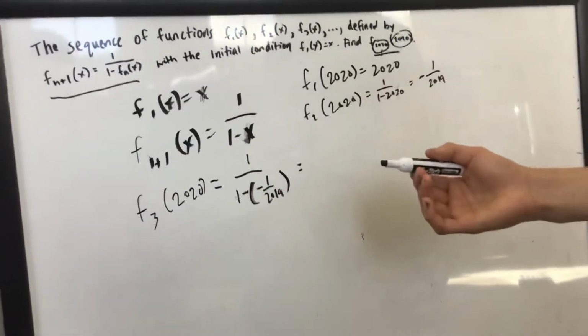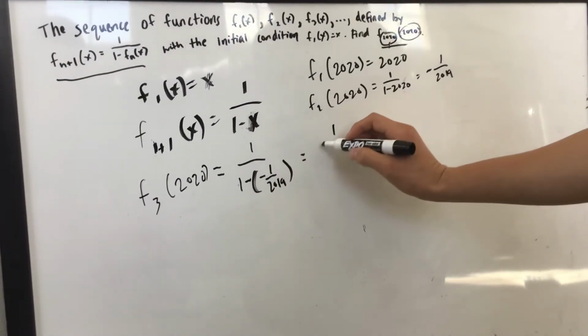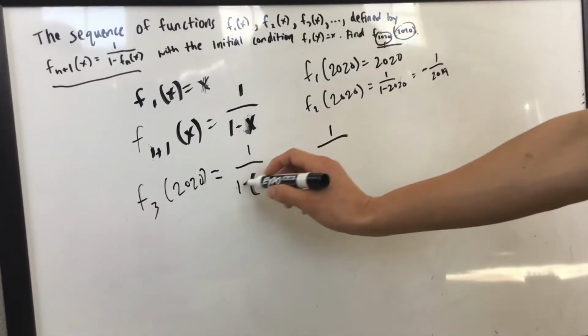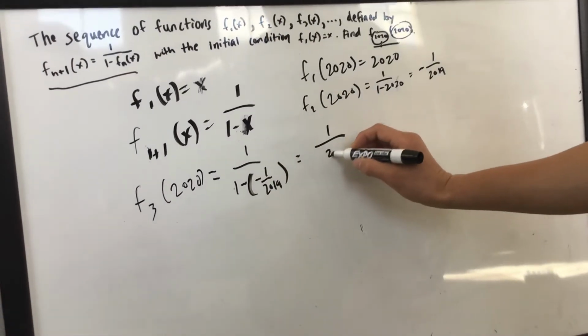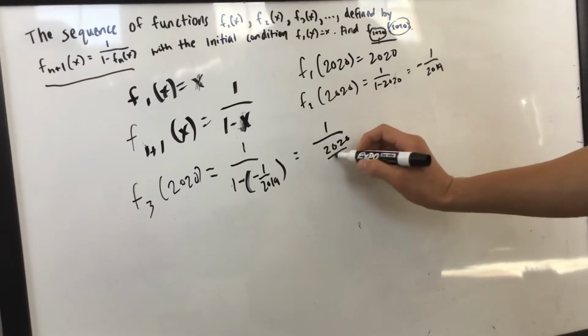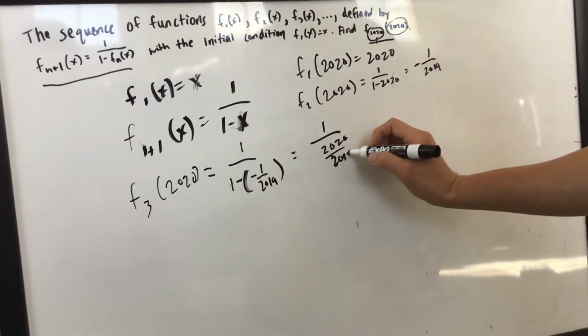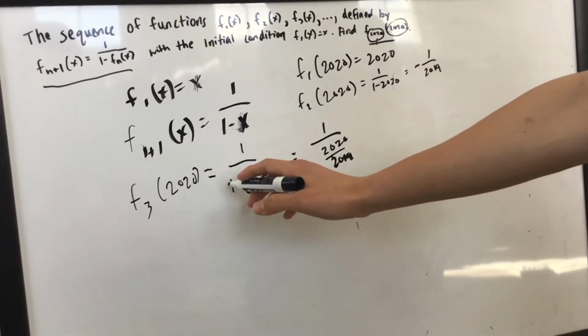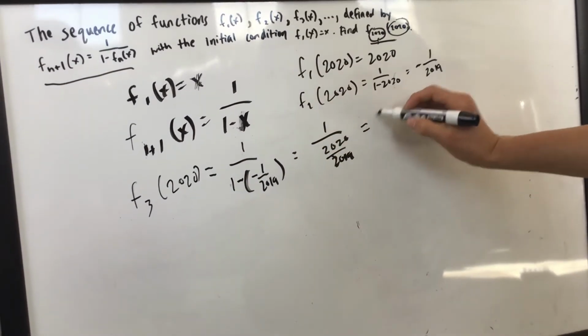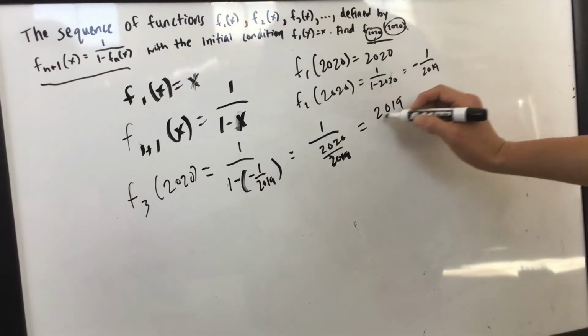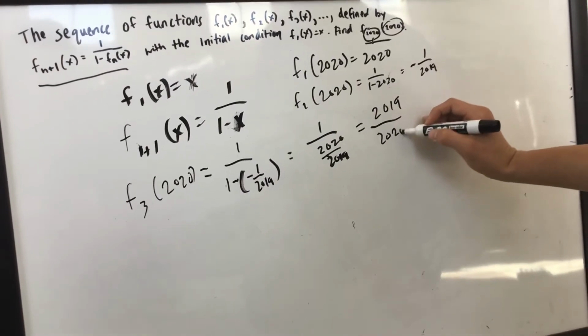But notice something interesting now. Now we have 1 over 1 plus 1 over 2019. So in effect, this is 2020 over 2019 on the bottom, right? Because this is 2019 over 2019. If we're adding a 1, then it's just 2020 over 2019. So in effect, this is 2019 over 2020.